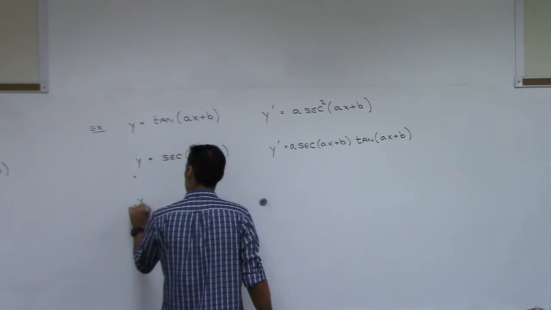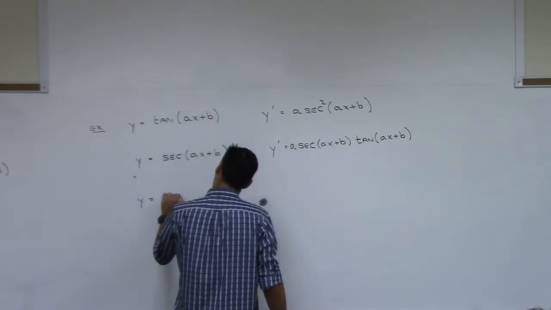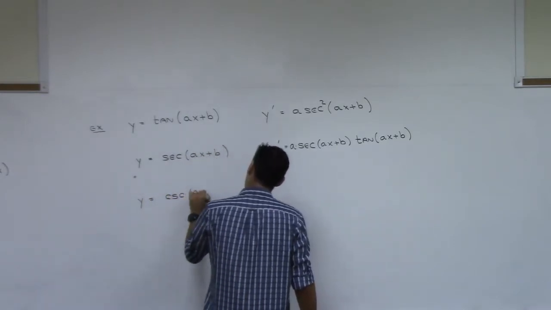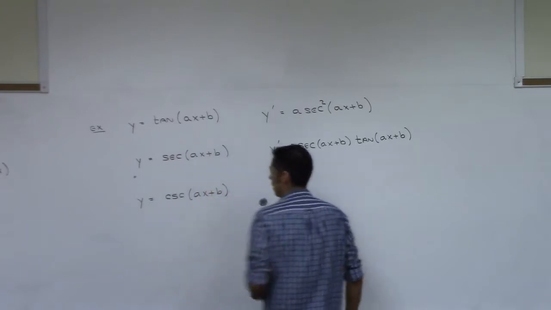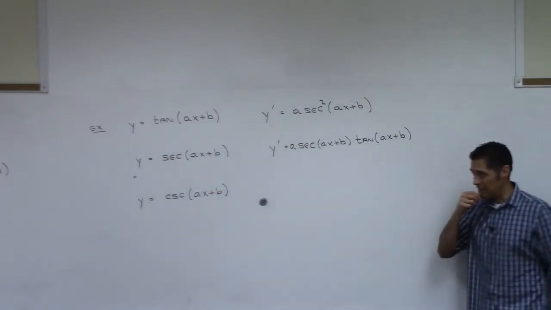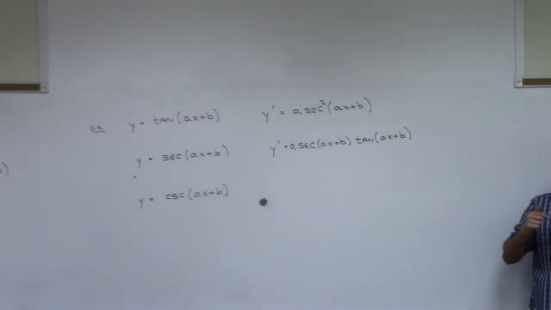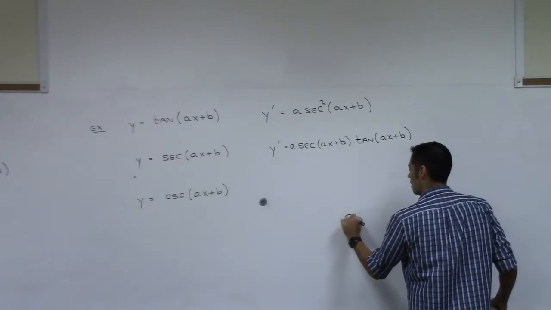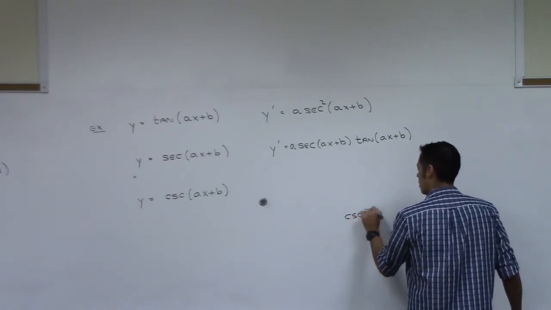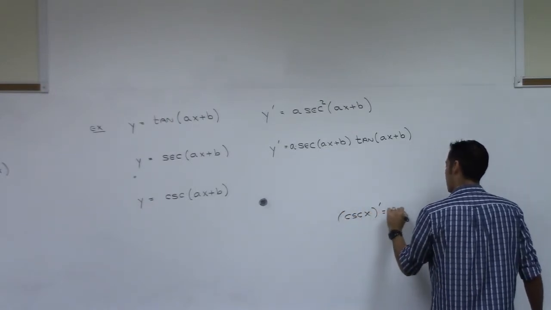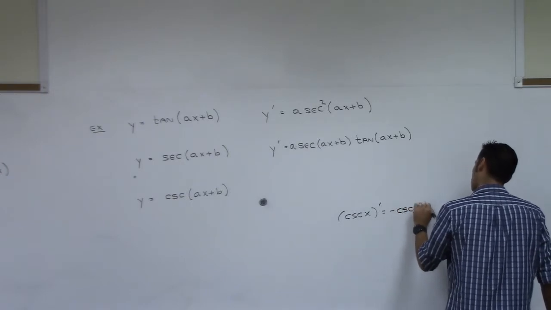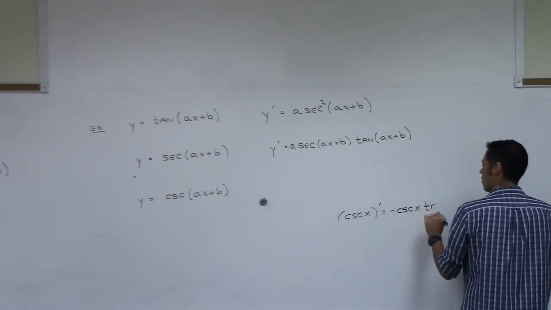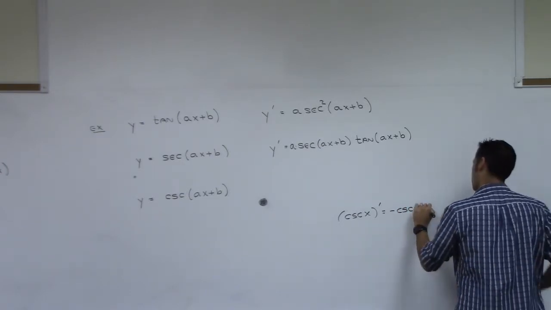It was cosecant of ax plus b. So you have to remember or look up the derivative of cosecant, and it's negative cosecant x cotangent x. All right, so that's something I provided to you a while back. It's negative cosecant x cotangent x.